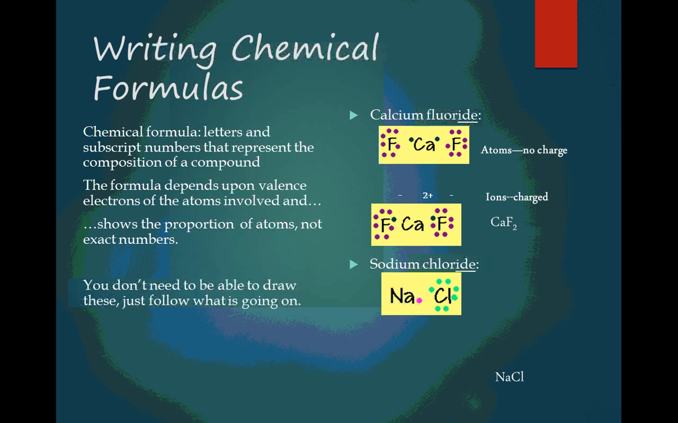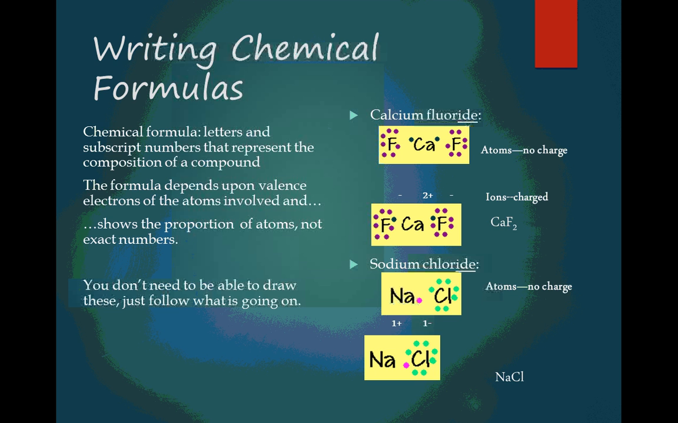Okay, here's sodium and chlorine. And sodium has 1 valence electron, chlorine has 7 and would like to gain 1. And in fact, it will do that. There it is. It's gained 1. It now has a negative 1 charge, and the sodium has a positive 1 charge. So it takes 1 sodium for every 1 chlorine.